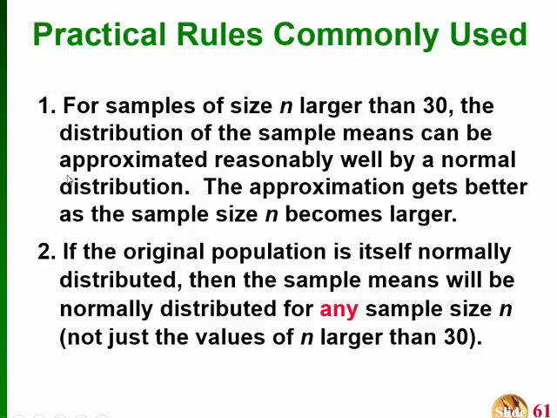For the sample means can be approximated with a normal distribution. So usually we like to have large sample sizes. And then the approximation gets better to a normal distribution as n gets larger. And then the second rule that they have here is that if the original population is already normally distributed, then the sample means will be normally distributed for any sample size. Okay, so this just discusses the size of your sample that you're dealing with.